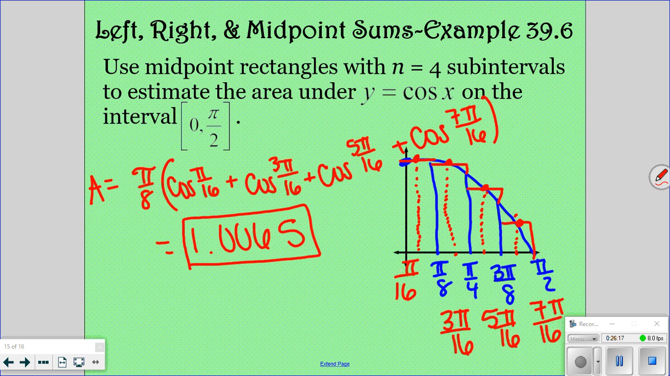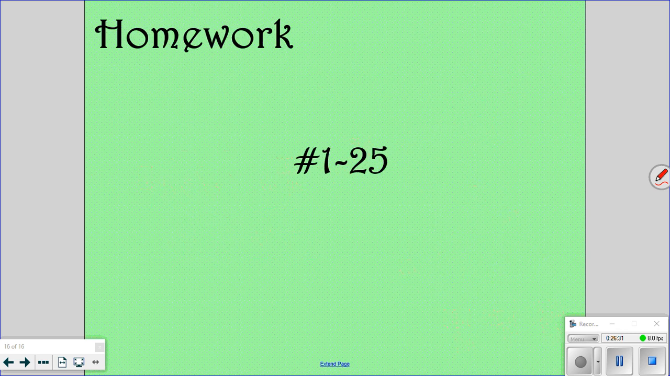Alrighty, so that's how you have to do left, right, midpoint sums, upper, lower. Make sure that you're doing the correct one that they ask for. That's the biggest thing. And that you use the right number of rectangles. Your homework tonight is 1 through 25, so make sure to do those tonight so that we can go over any questions you have tomorrow.